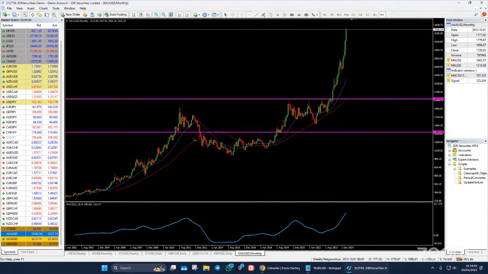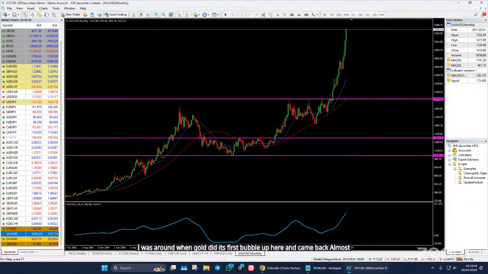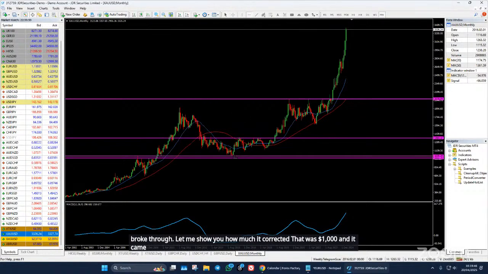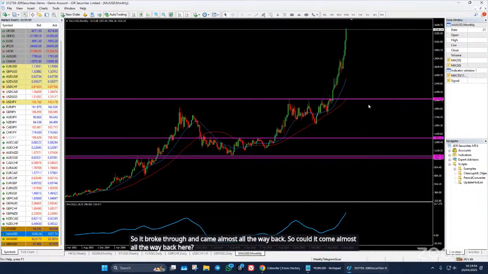I was around when gold did its first bubble up here and came back almost. It broke through. Let me show you how much it corrected. That was $1,000, and it came down to $1,050. So it broke through and came almost all the way back. So could it come almost all the way back here? Yes, it could.